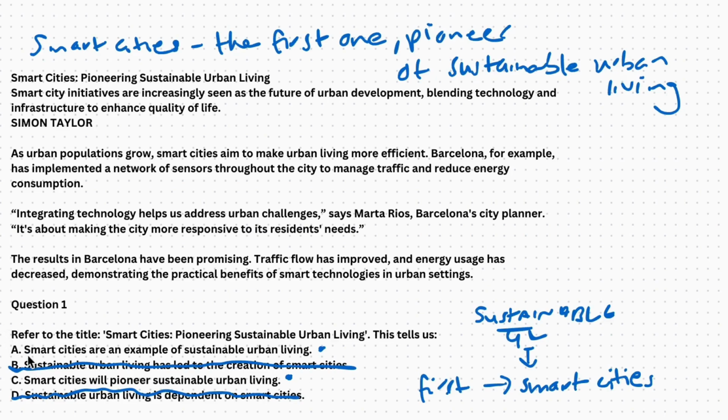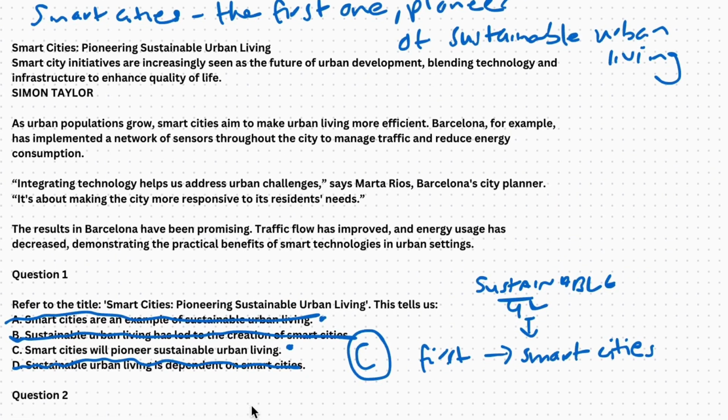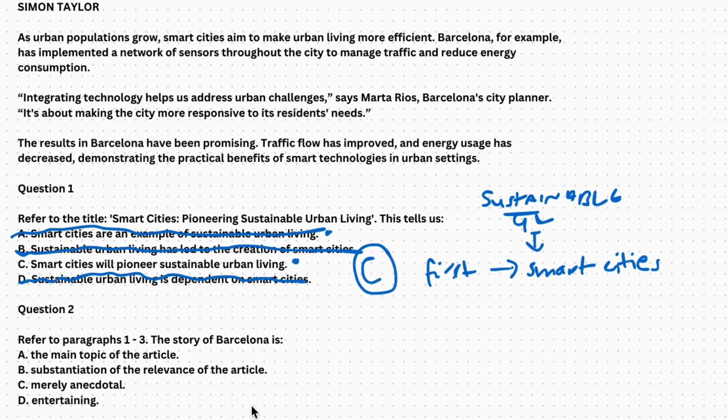Then we have a look at our 2 possible answers. Smart cities are an example of sustainable urban living, or smart cities will pioneer sustainable urban living. As you might be able to tell immediately, C seems more suitable because it gives us more information. It's not just an example, it's something that is pioneering sustainable urban living. It is the first project of sustainable urban living. So this is one question that gives us an idea of how essential and non-essential will be tested. Let's go ahead to question 2.